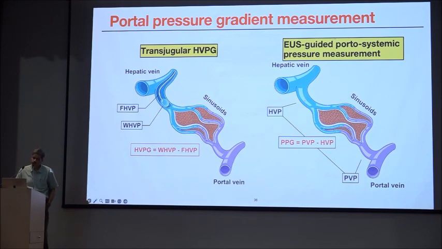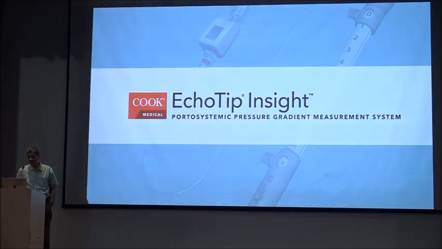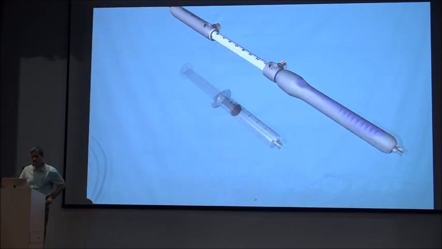With EUS, you are puncturing the hepatic vein directly, the portal vein directly, and at least in a certain subgroup of patients, this may be more useful or more accurate than HVPG. And this will show you how it is done. This is a video I got from Cook.